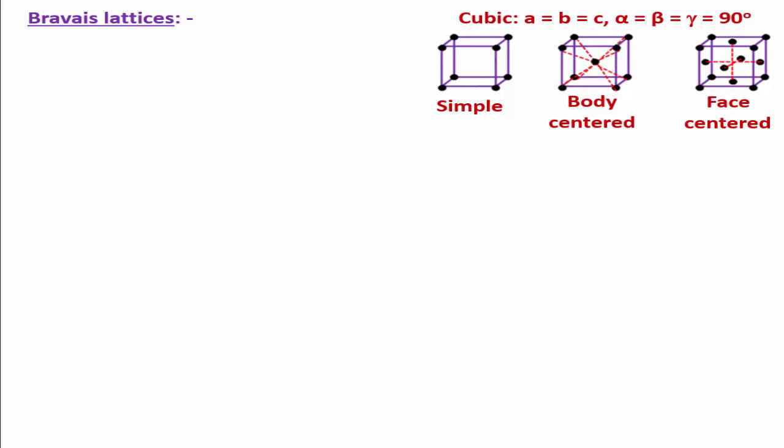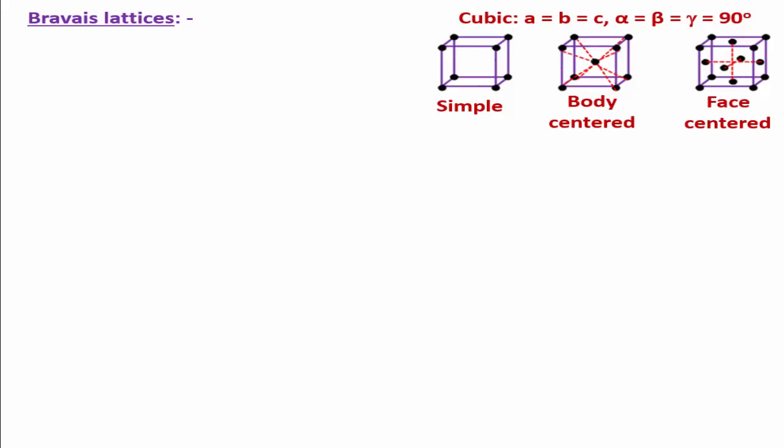The first is simple cubic lattice, where the atoms are present at the corners of the cube. The second is body-centered cubic lattice, where in addition to corner atoms, an atom is present at the center of the unit cell. And the third is face-centered cubic lattice, where in addition to corner atoms, atoms are present at the center of the faces.